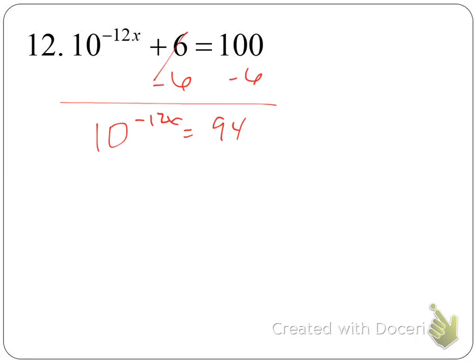We have to switch it because we don't have the same exponent base on both sides. So log base 10 of 94 equals negative 12x. Now we can just take log of 94 in our calculator, divide by negative 12, and x ends up being negative 0.16. All right?